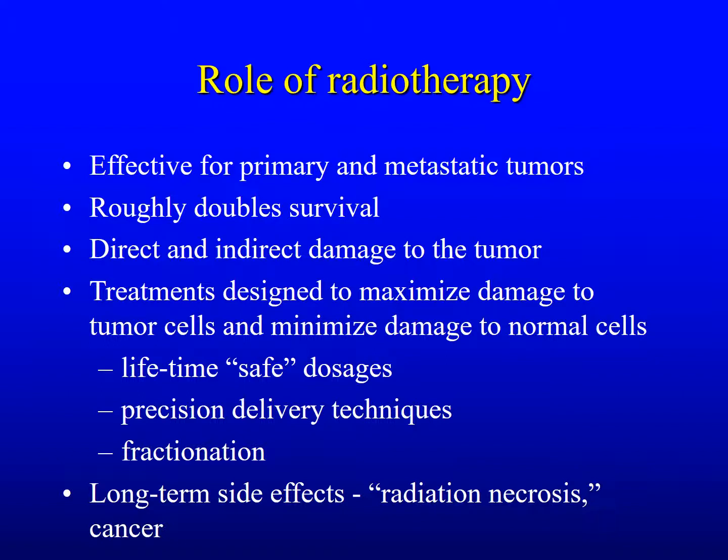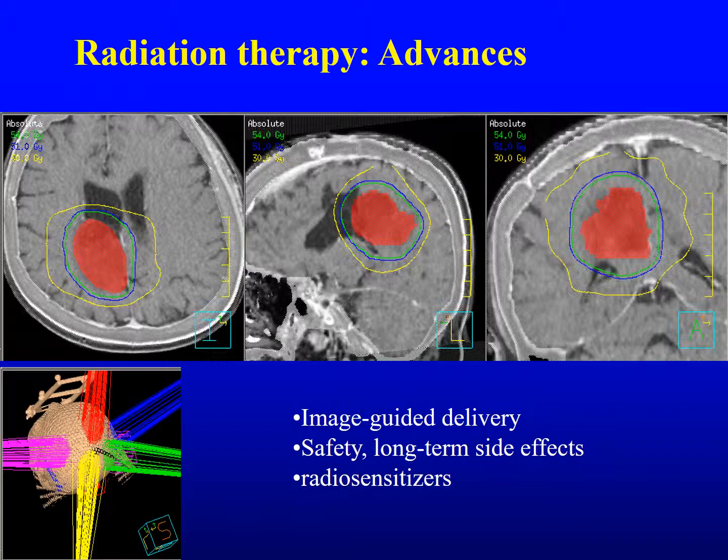Radiotherapy is effective for primary and metastatic tumors and could actually double a patient's survival rate. Treatment is designed to maximize damage to tumor cells and minimize damage to normal cells around it. And here we have focused radiation, actually focusing on the tumor here and avoiding radiation to the surrounding brain from it.